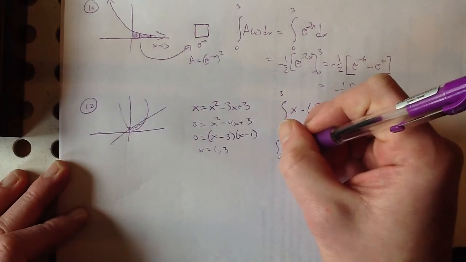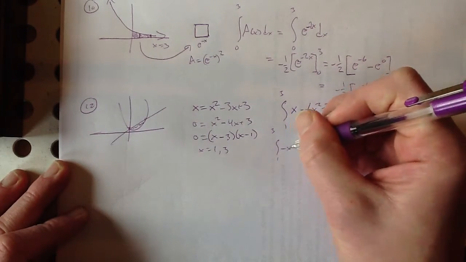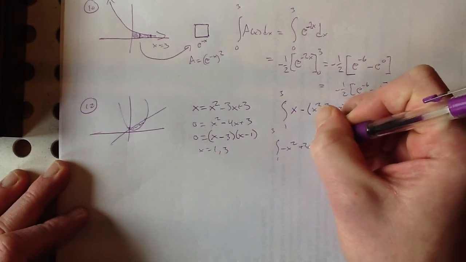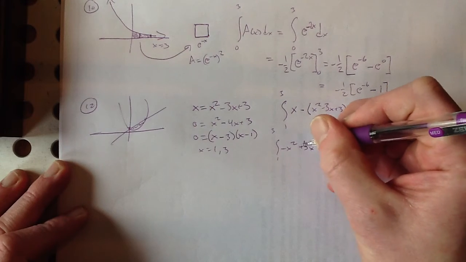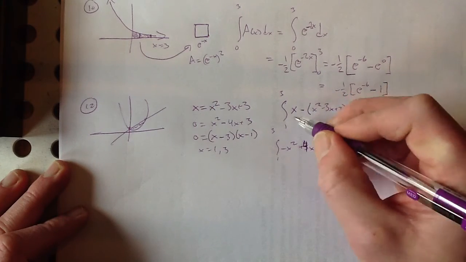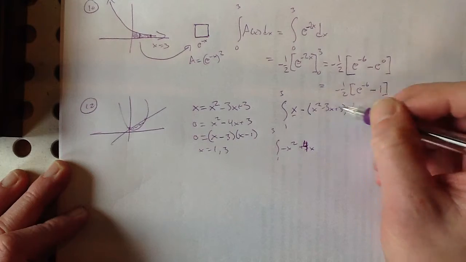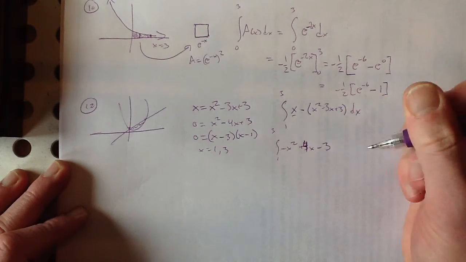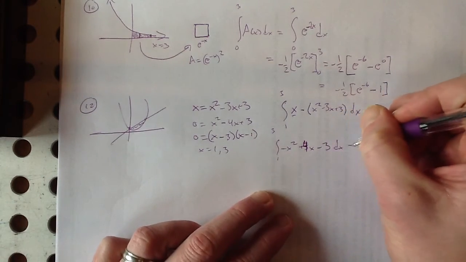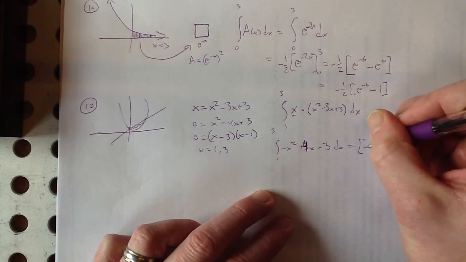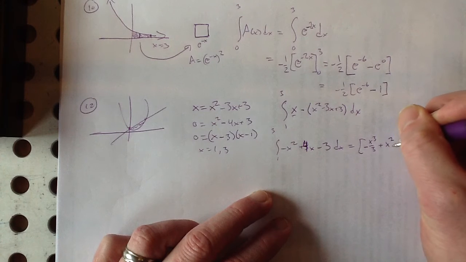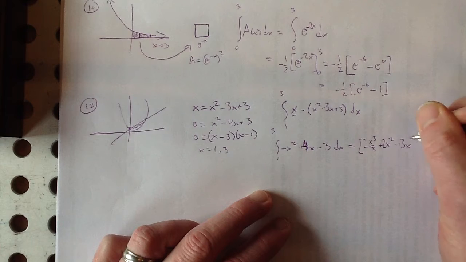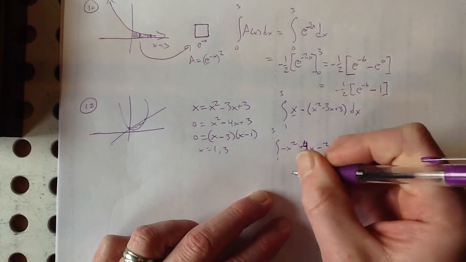Now that's minus x squared plus 3x, plus 4x, because of that x there, plus 3x minus 3. Antiderivative of that is minus x cubed over 3 plus 2x squared minus 3x, from 1 to 3.